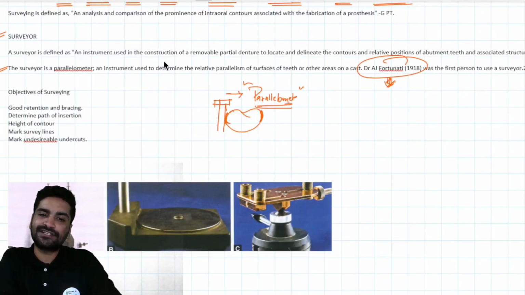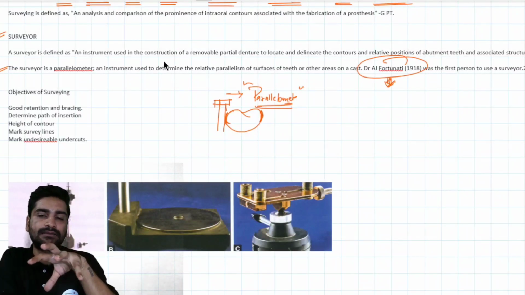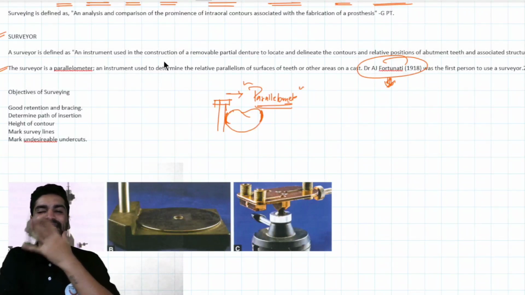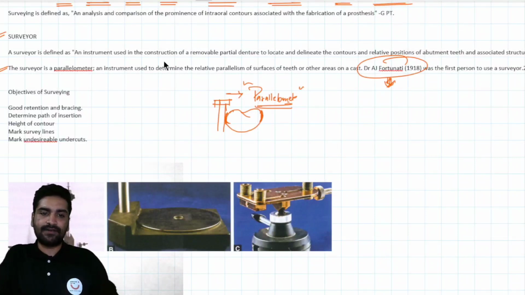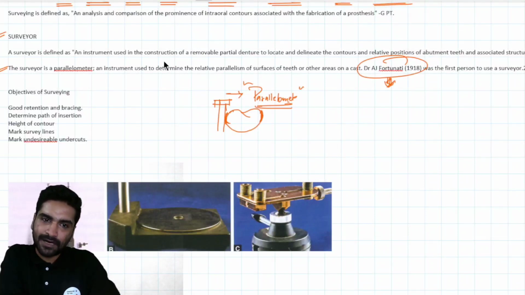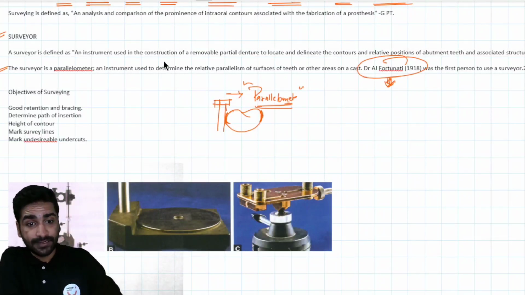First, good retention and bracing. So when you have surveyed the whole cast, what you can guarantee is a good amount of retention in the prosthesis. And bracing is that the prosthesis is going to wrap around the teeth very well. Then determine the path of insertion. You can determine the height of contour, as we have already discussed.